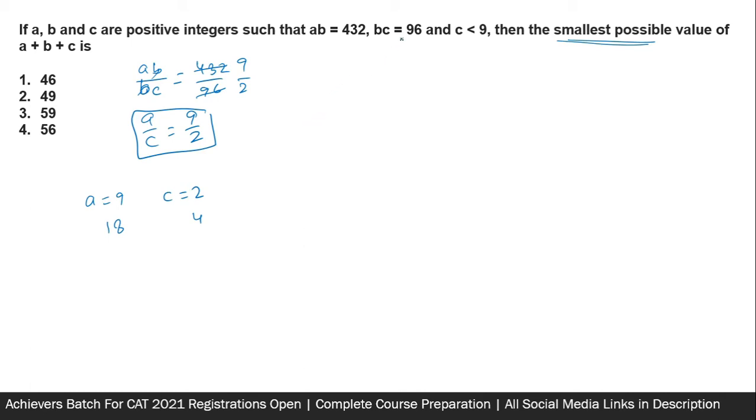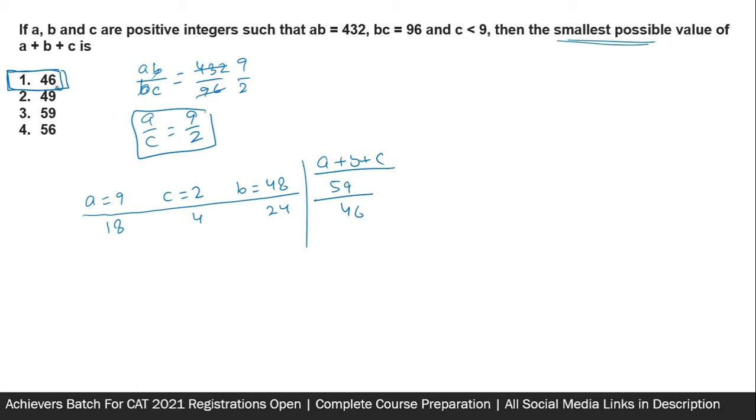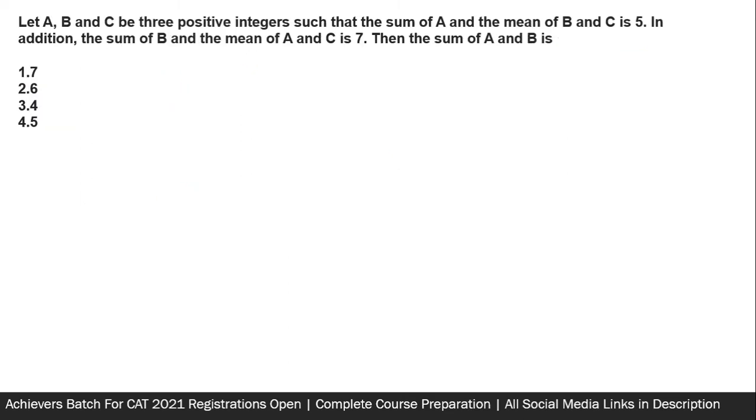So if I put C as 2, I get the value of B as 48. And if I put the value of C as 4, I get the value of B as 24. The possible values of A plus B plus C, here it is 59 and here it is coming out to be 46, and I think we don't need to work any further because 46 is anyway the smallest possible answer given. So A plus B plus C came out as 59 and 46, both being in our option choices, but we needed to find the smallest possible value, so we must mark 46. 46 is our answer. And moving on to the third and the last question.